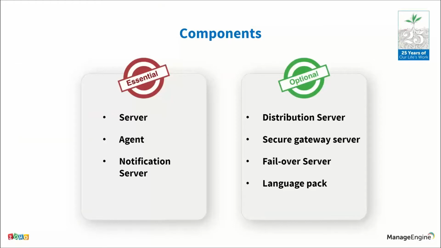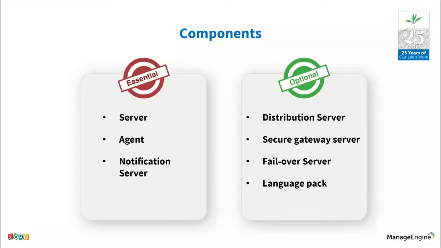Now, let us begin with the essential and optional components for Desktop Central to function. The Desktop Central server is the central component that you will install. It provides the interface to the management web console. The agent is also an essential component which needs to be installed in your client machines. Thirdly, the notification server is also an essential component which is responsible for any on-demand actions like remote control. We will discuss this in detail shortly.